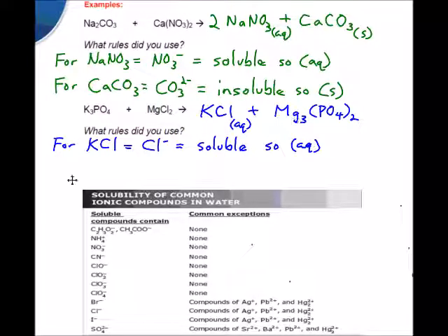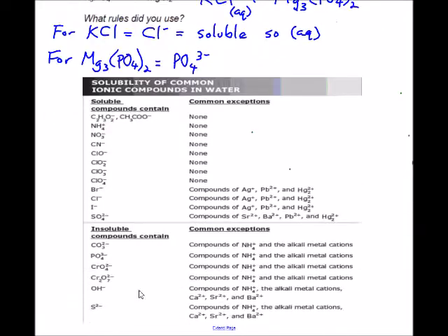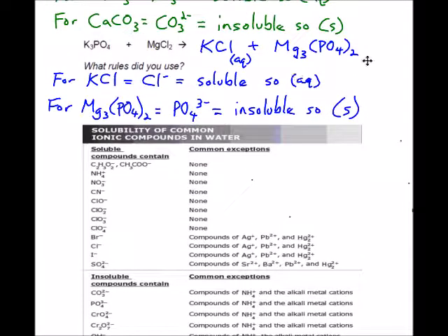For magnesium phosphate, we're looking at phosphate here. That's the important one. So we're going to scroll down here. Phosphate is insoluble unless it's bonded to NH4 or an alkali metal. Magnesium is not NH4, and it's also not an alkali metal. It's an alkaline earth. So we know that this one is going to be insoluble. So we can label this one a solid.